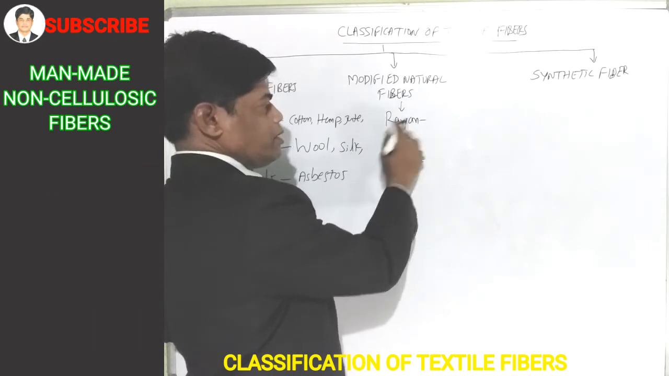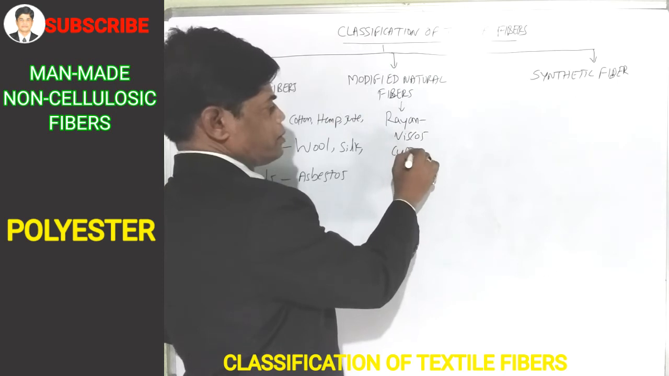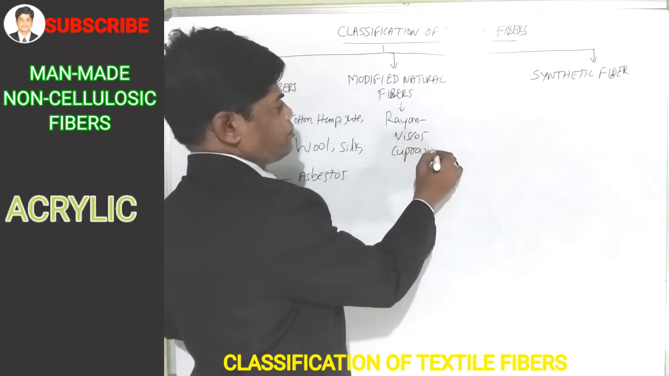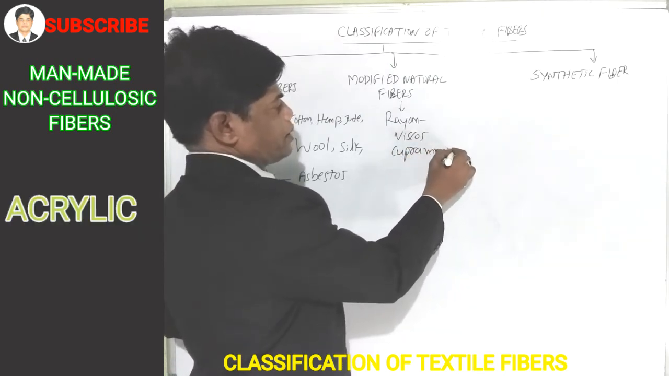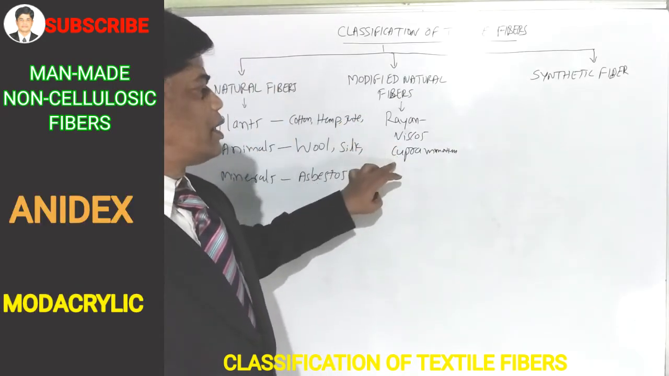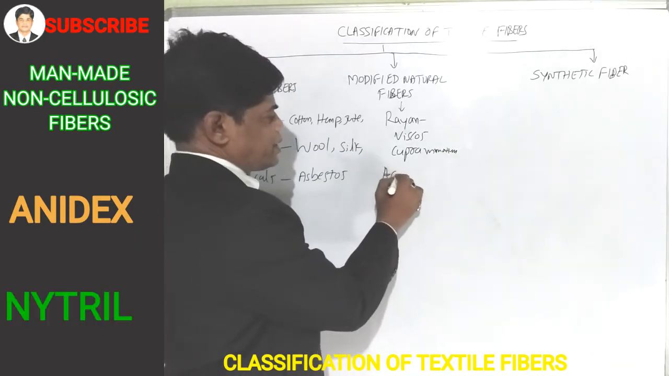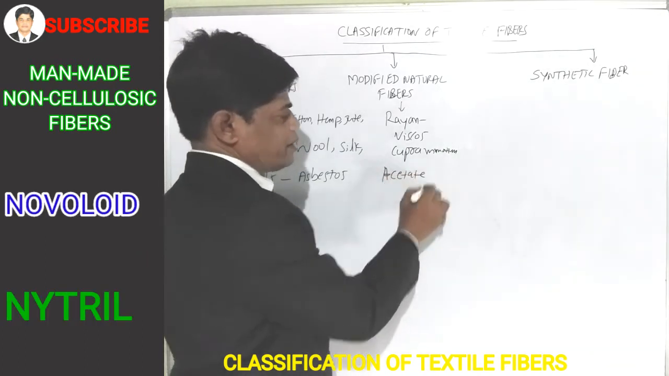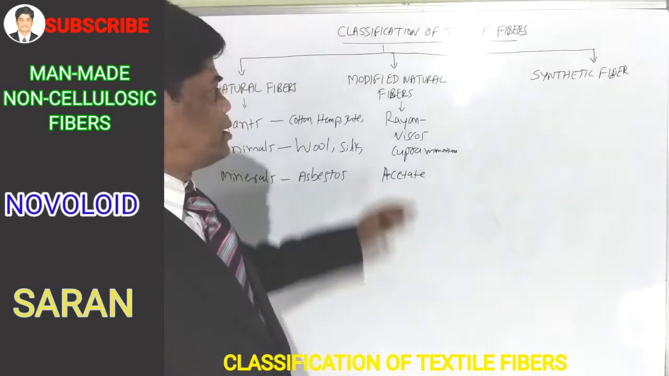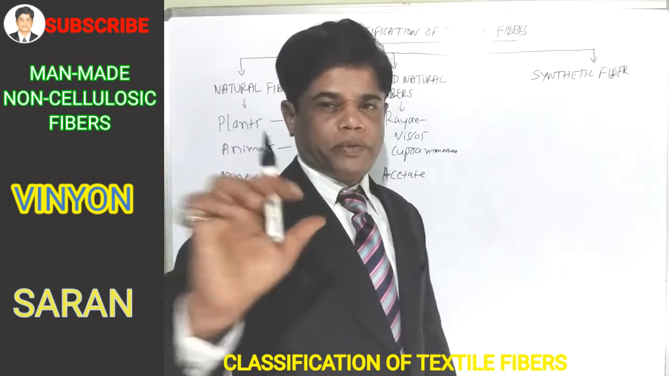Rayon also has viscose and cuprammonium rayon. The first rayon is regenerated viscose, cuprammonium, and there are others like acetate fiber. I am not explaining more; I have to keep this video short.